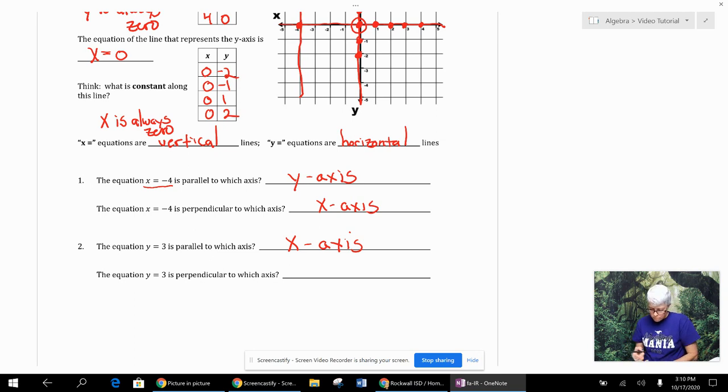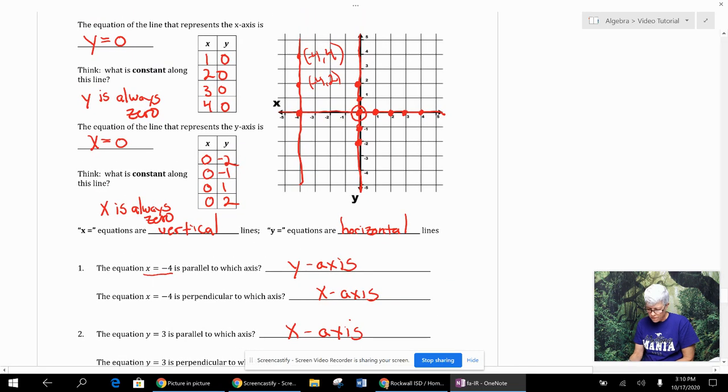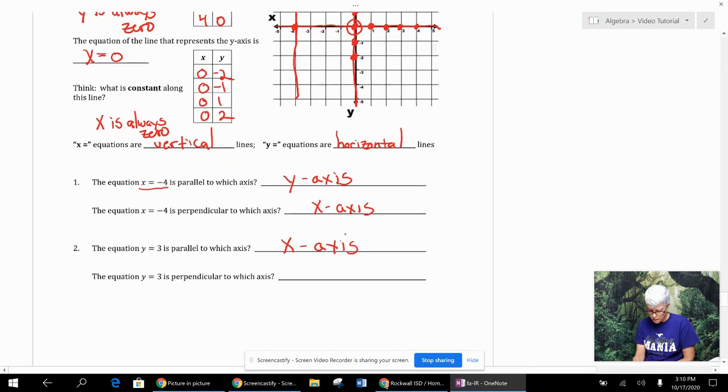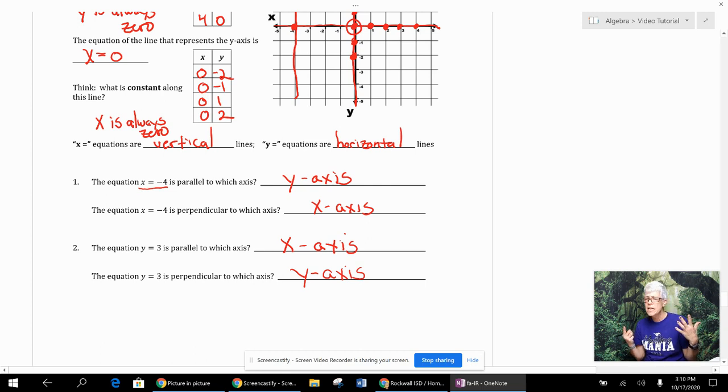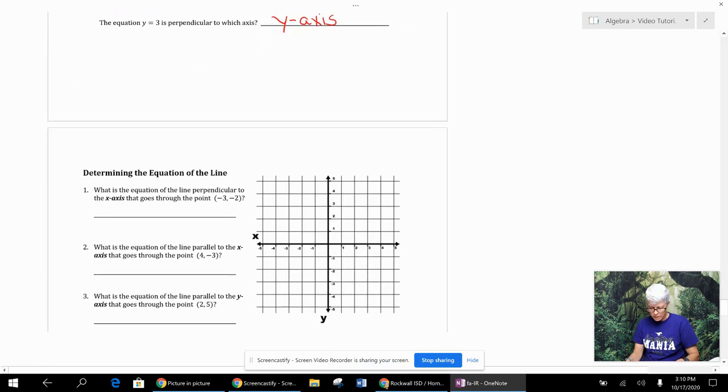Okay, so again, here, the equation y equals 3. I'm just going to go and verify this again. So I find the y line. I find where y is 3, and I draw a line through it. And you can see that is parallel to the x-axis, but it is perpendicular to the y-axis. Again, easy stuff, but easy to mess up. It's so easy to flip it, but you just have to keep checking yourself. Check what you're thinking to verify that it's true.